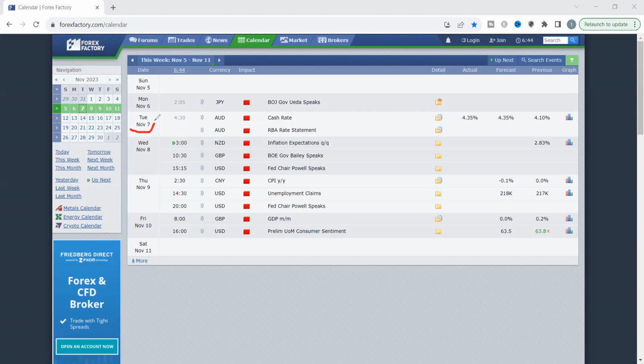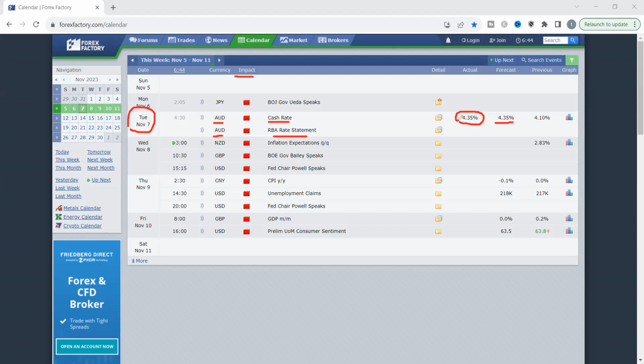Today is the 7th of November, Tuesday. Based on high impact news, you can see high impact, that's why we have everything as red. We only had the Australian dollar, which came out about 3 hours ago, and this had to do with the interest rates. You can see the rate statement. Based on the forecast at 4.35, when the actual came out at 4:30 a.m., it was unchanged.